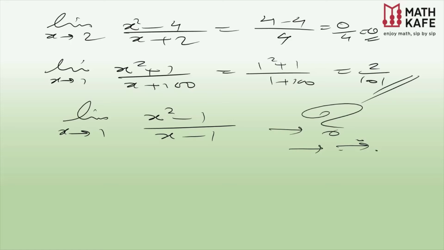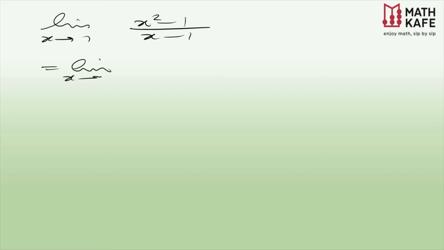There are different methods. The first method we are going to see is factorization. The first type of questions uses the method of factorization. Let us see the question again. Limit x tends to 1, (x square minus 1) by (x minus 1). What are we using? Method of factorization. We have different methods, and here I am using factorization.